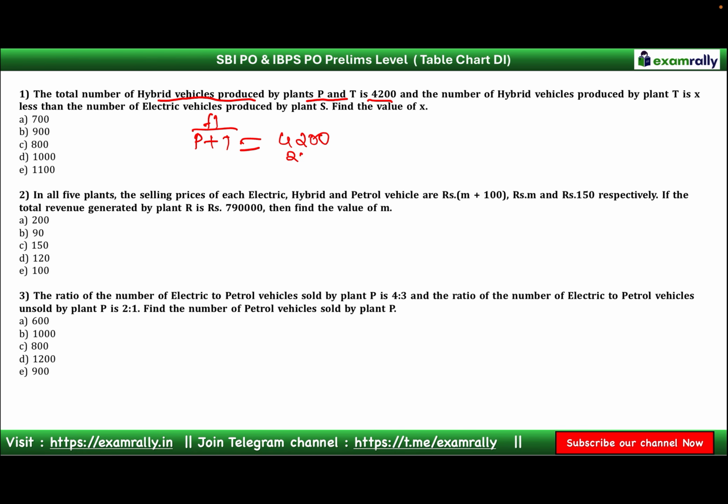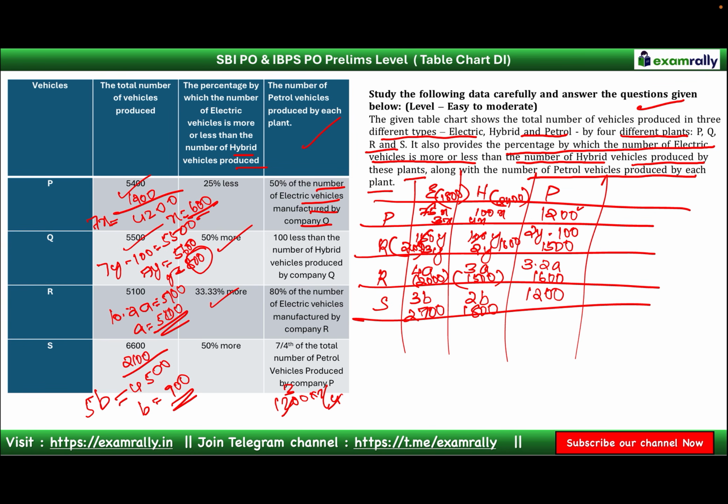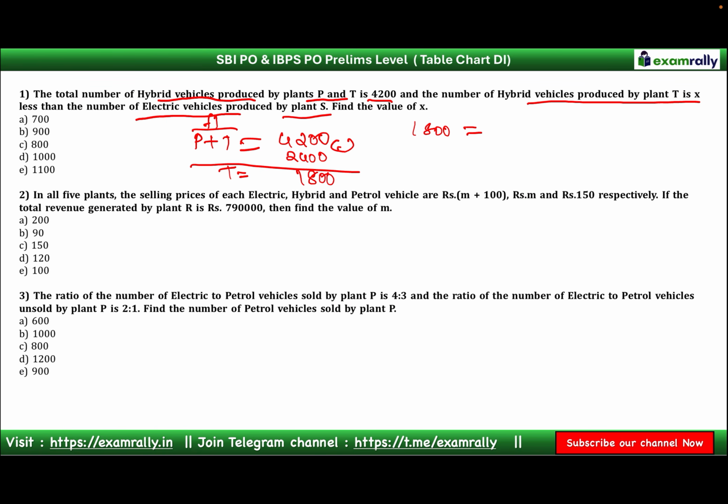In plant P it is 2400, means if you are deducting, you will get the hybrid vehicle produced in plant T as how much? You will get 1800. Okay, then what they said, the number of hybrid vehicles produced by plant T, that is 1800, is X less than the number of electric vehicles produced by plant S. Find the value of X. In S, the electric vehicle produced is how much? 2700. So this value 1800 will be equal to 2700 minus X. So X value will be equal to 2700 minus 1800, which is equal to how much? 900. Got it.